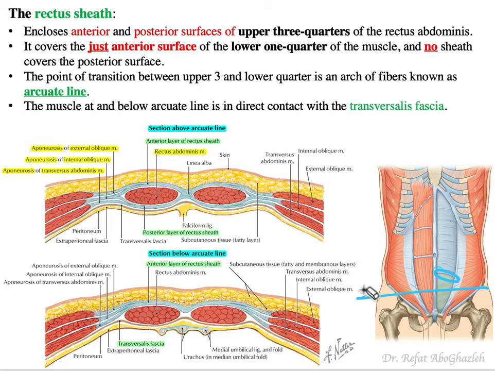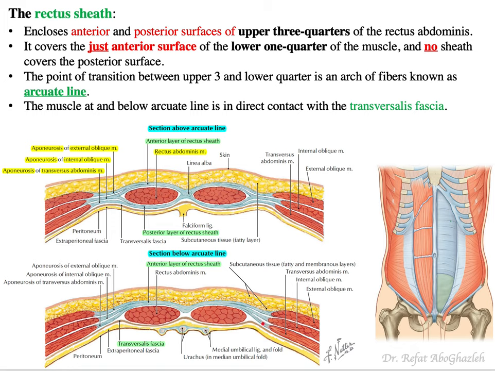Now, the trick is here. You see the umbilicus? This is the umbilicus. And the symphysis pubis? Yes. I would say the area in between is the location of this line, the arcuate line. I will tell you about it, but I want you to locate it first. But there is another way to locate it. You know the anterior superior iliac spine? It's almost at the same level. It's close to the level of the anterior superior spine.